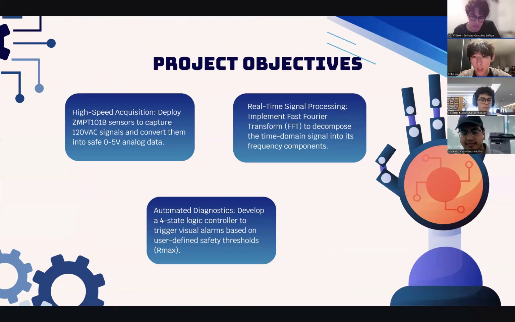For our project objectives, the main goal is to build a system that can read, analyze, and show the voltage condition. First, we use the ZMPT101B sensor to measure the 120-volt AC signal safely. Second, we use the Arduino to collect the data. Third, we use FFT to analyze the signal and find the different frequencies. Finally, the system should alarm when the signal is normal or when there is some problem.